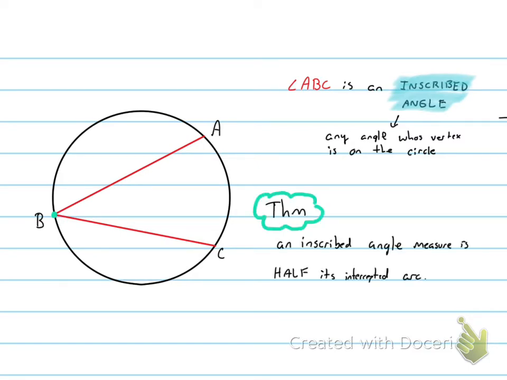And one of the theorems that we're going to learn about this is that an inscribed angle measure is half of its intercepted arc. So here, angle ABC, that angle measure is going to be half of what arc AC measures, okay? So if arc AC was 90 degrees, angle ABC would be 45 degrees. If angle ABC was 10 degrees, arc AC would be 20 degrees. And that's the relationship there.